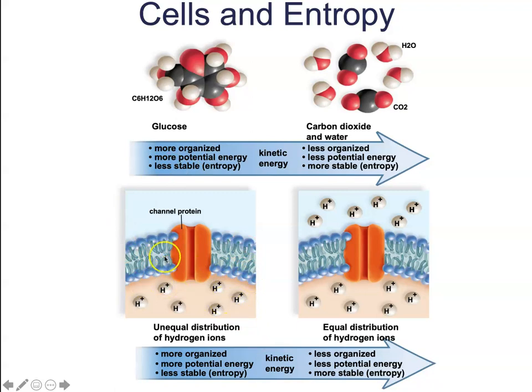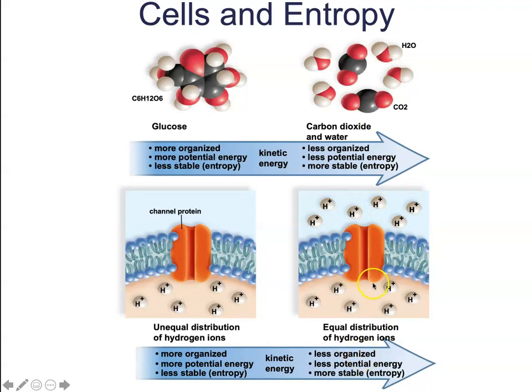Do you remember what we talked about? What happens in diffusion? When we have a concentration gradient like this, where we have a high concentration on one side and a low concentration on the other side, what happens if you plop down a protein channel in there? We're going to get diffusion. Diffusion is going to be the movement of those ions from an area of high concentration to an area of low concentration. So now we suddenly have an equal distribution of hydrogen ions, but this situation is less organized.